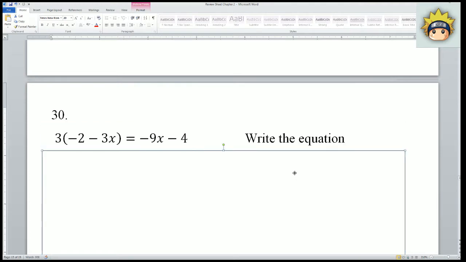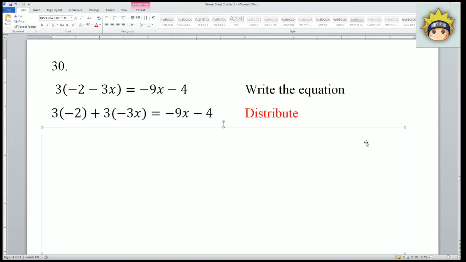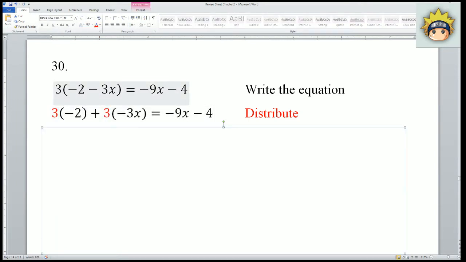Let's look at 30 now. 30 has 3 parentheses negative 2 minus 3x close parentheses equals negative 9x minus 4. Okay, I see there's a parentheses, so I have to distribute. It's 3. Okay, let me make that red to color code for you. 3 times negative 2 right here. 3 times negative 3x is right there. That is what I do as the distributive property.